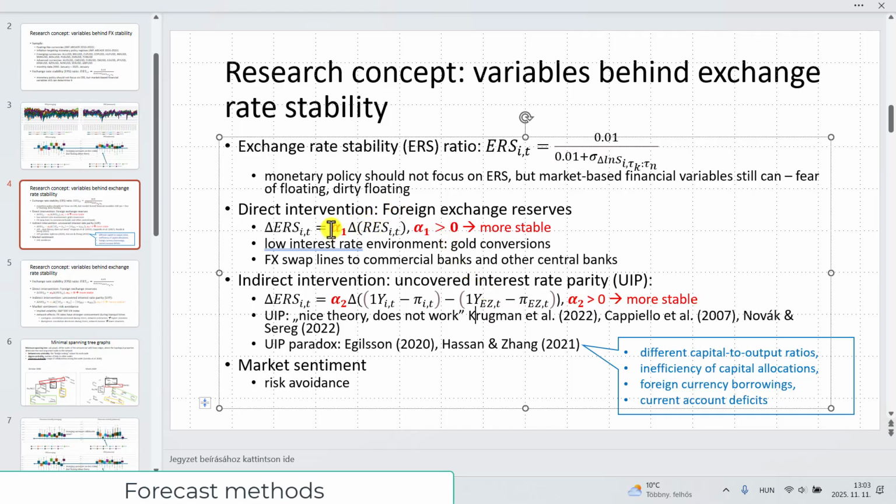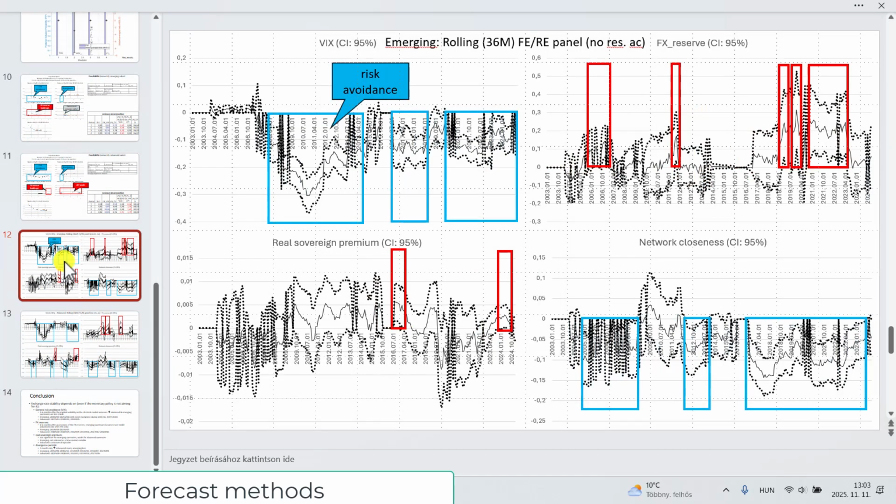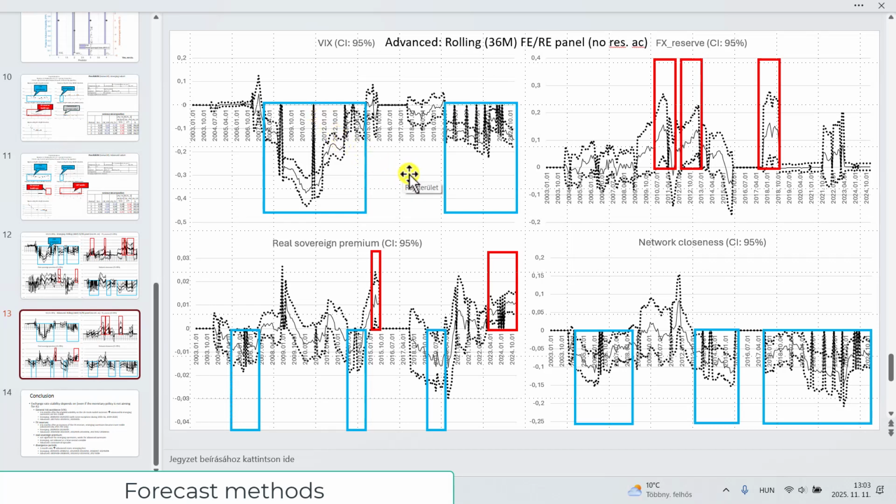So of course we cannot just have indirect interventions with the interest rate, but also we can have direct interventions with the reserves. So if we are checking how does it work, in advanced economies, this is the real sovereign premium. We can see that sometimes it had a significant negative impact between 2005 and 2007, or in the time period around 2014, or around 2019 until 2020.